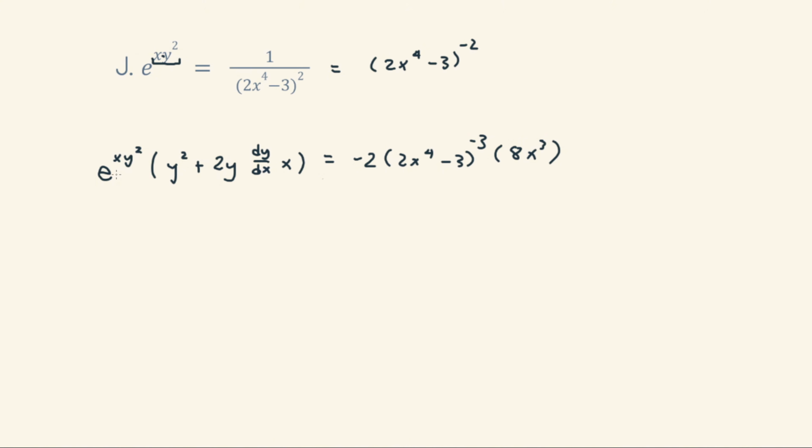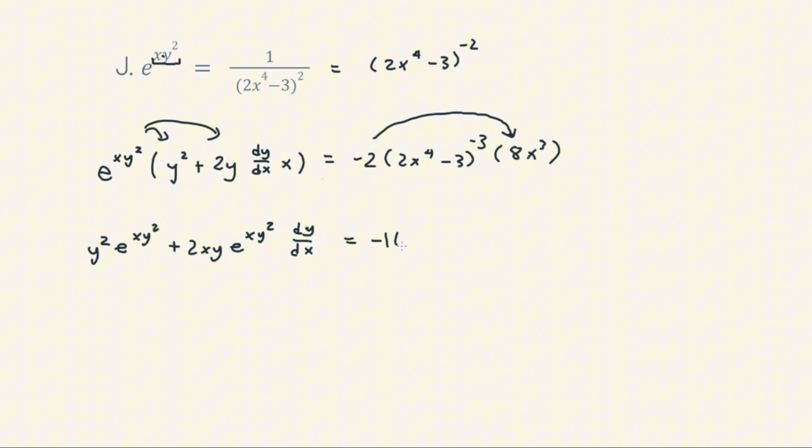Okay, so let's distribute this a little bit here. We've got y squared e to the xy squared, right? Like this, and then like this. And then we're going to add that to 2xy e to the xy squared dy over dx. And that's going to be equal to, and we're going to take this and multiply this to this 8 over here. So we've got minus 16x cubed times (2x to the 4 minus 3) all to the minus 3.